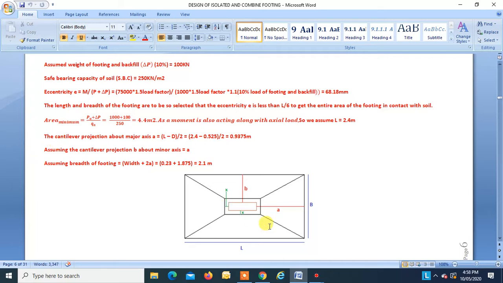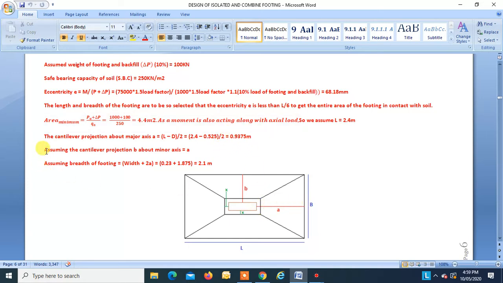Now this is the projection A, that is from the face of the column to the edge of the footing. And this is projection B in this direction, right? Now, for getting an economical size of footing, it is necessary that these projections be kept the same. A can be easily found. L is known to us. The column width and depth are known to us. So the cantilever projection about the major axis A is (L minus D) divided by 2, that is 0.9375 meters.